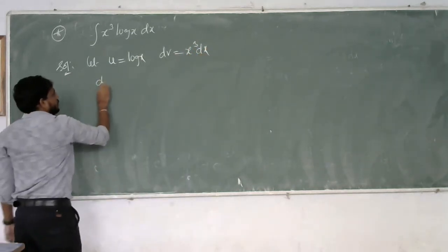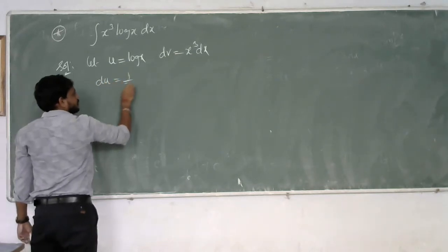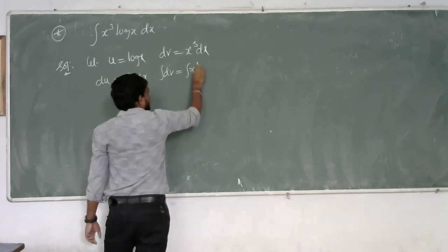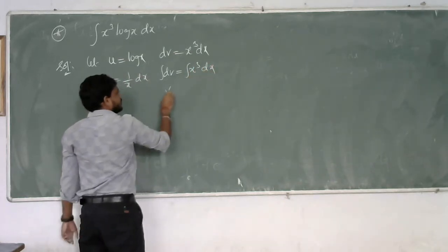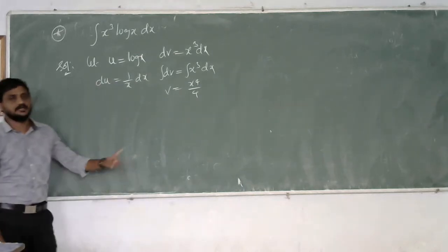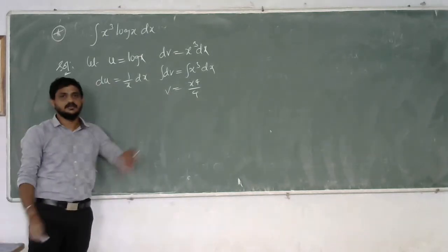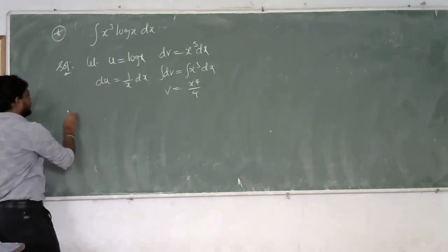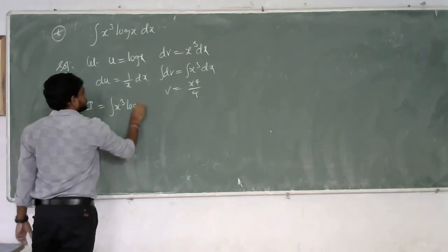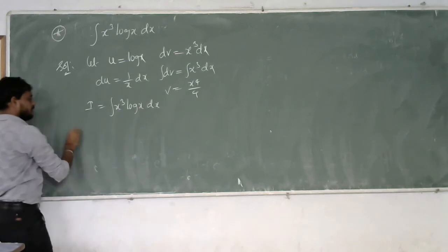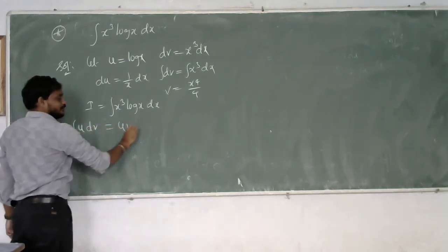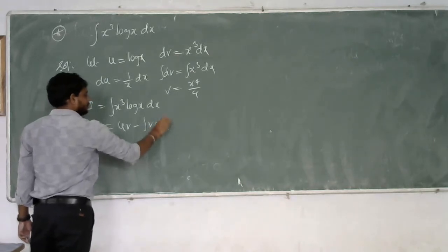So the du value: differentiation of log x is 1 by x into dx. Then the integral of dv equals the integral of x cube into dx. That is, v equals x to the power of 4 by 4. Now take the integral I equal to the integral of x cube into log x dx, which is in the form of integral u into dv. What is the formula? uv minus integral v du.